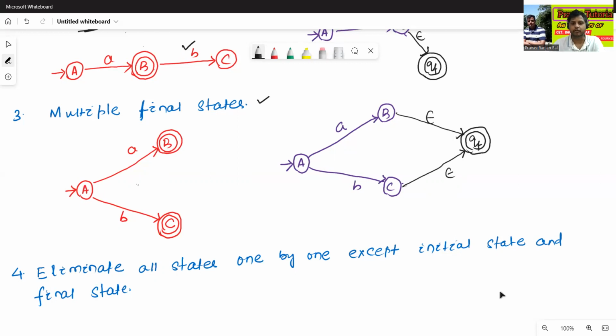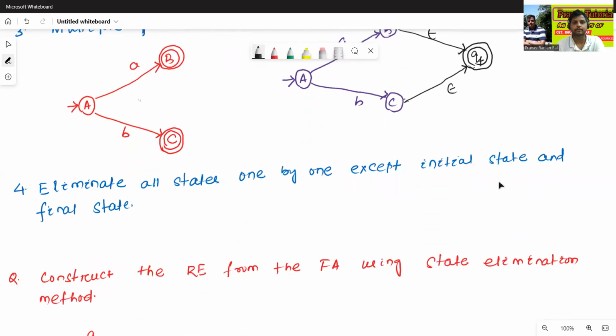Then what is the fourth rule? The fourth rule is to eliminate all states one by one, except the initial state and the final state. These are the four rules for the state elimination method.